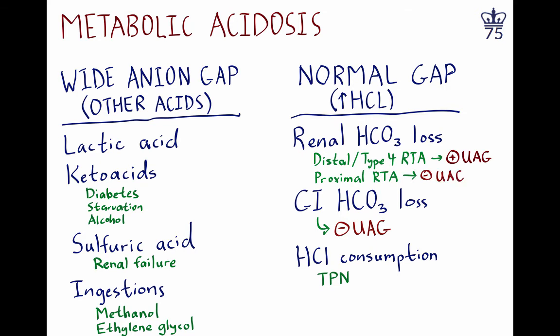And if the gap is appropriately negative, it implies that there's an extrarenal loss, for example, diarrhea, or there's proximal RTA. So just to recap, when you work up a patient with metabolic acidosis, you look at the gap. If it's wide, look at which acid is involved. Is it diabetes? Is it lactate? Is it kidney failure? Or is it a poison? Gap is normal, look for a GI or a renal source of bicarbonate loss.